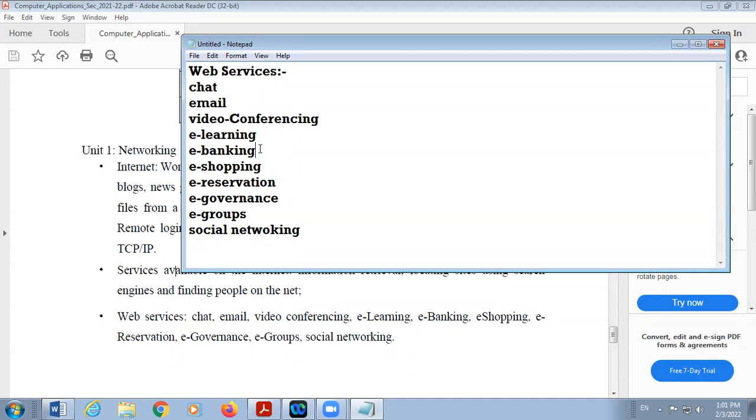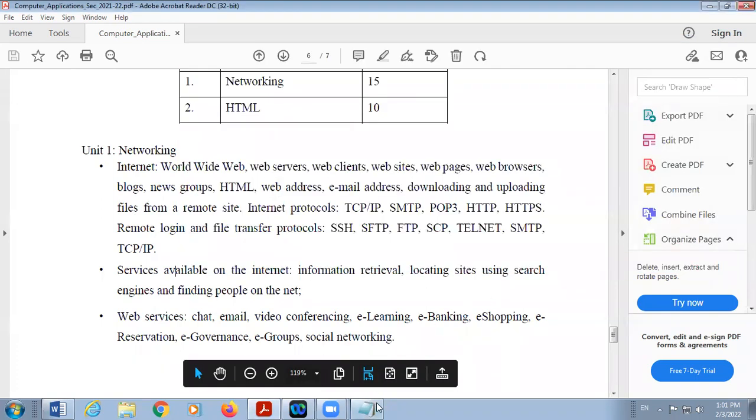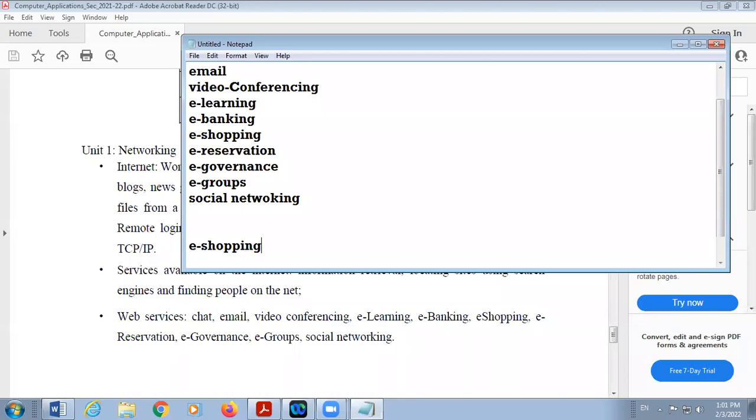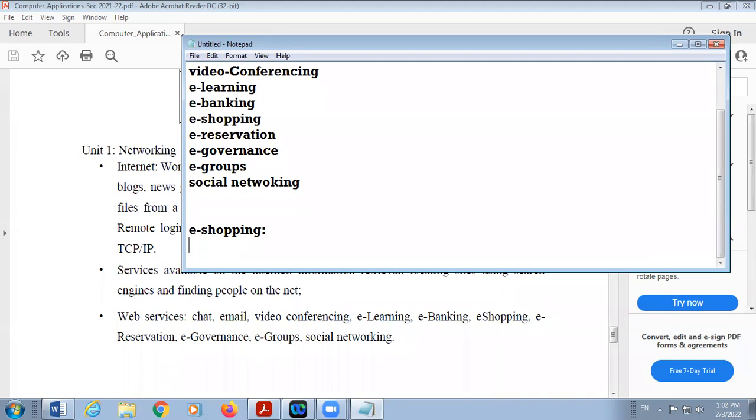Now, there are some more terms which we are going to discuss here. First one is e-shopping. We started this in the last lecture. So e-shopping means it is a process of shopping done over internet. Clear? When we are using internet for buying the products, it is called e-shopping. So e-shopping means a process of shopping or buying done over internet.